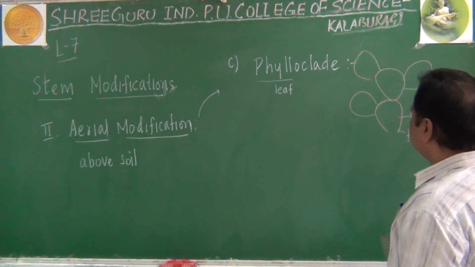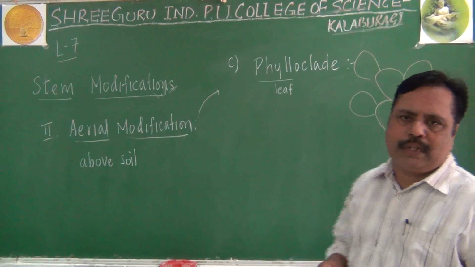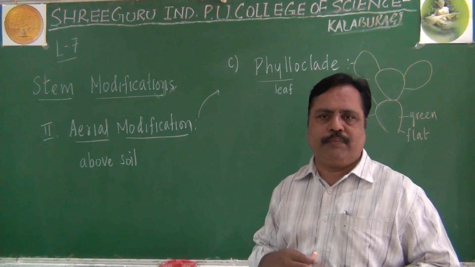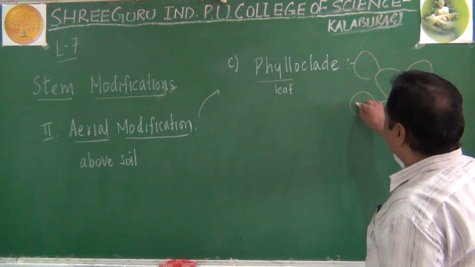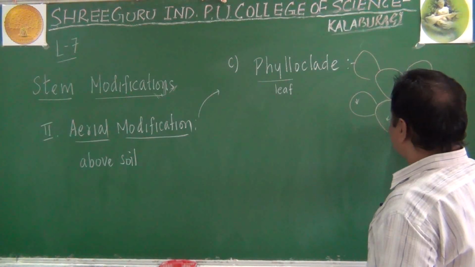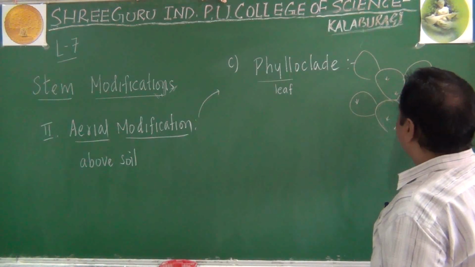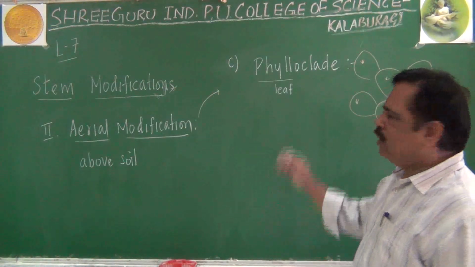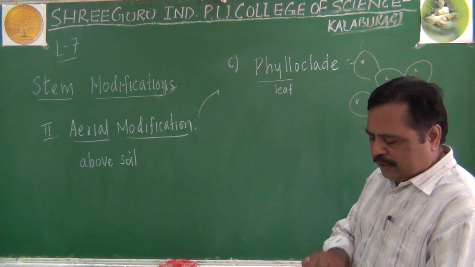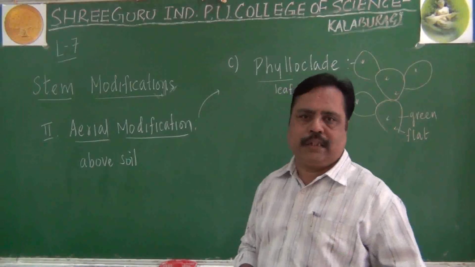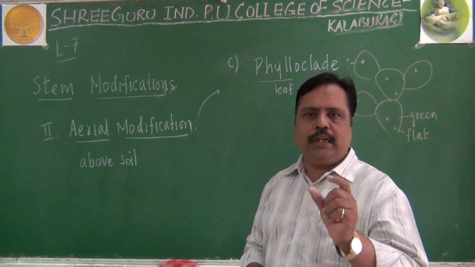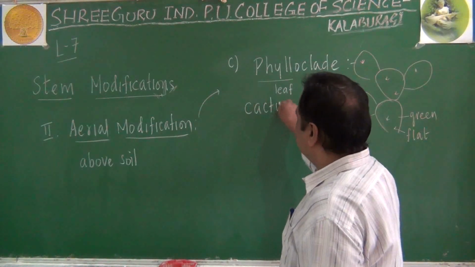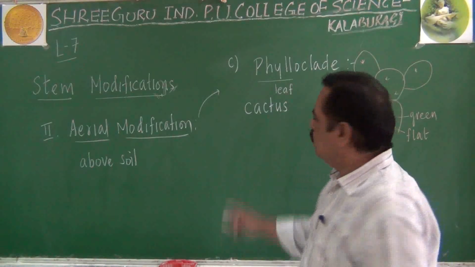Then what happened to the leaves of this plant? Sir, when the stem is becoming a leaf, what happened to the leaf? The leaf will become thorn-like structures over the stem here. The leaf will not be broad, it will become thorn-like structures. You might have seen this type of phylloclad in a plant like cactus. Cactus is the best example for phylloclad.